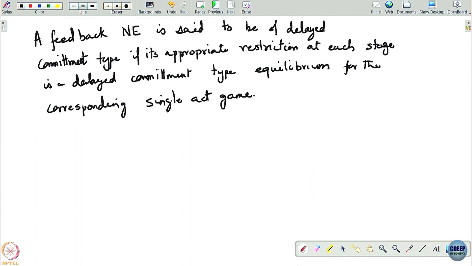Okay, so obviously this tells you how much structure is needed before we even start analyzing, and even after you put in so much structure, we can still get many different exotic equilibria and so on. And so for there, we are therefore now looking for feedback Nash equilibria, and in that feedback Nash equilibrium, you can further restrict and say, well, we'll look for equilibria of delayed commitment type.